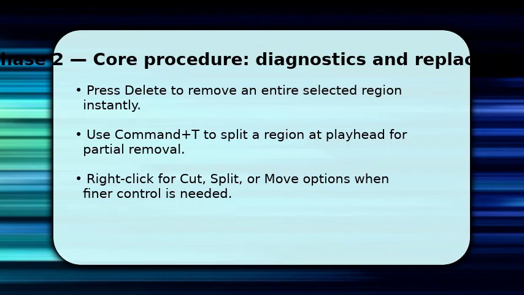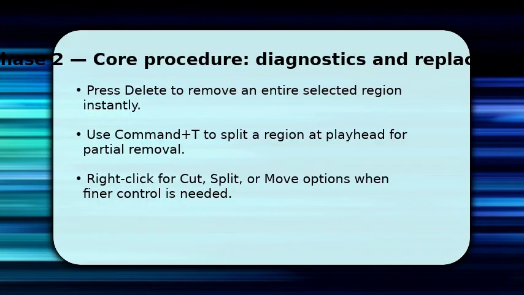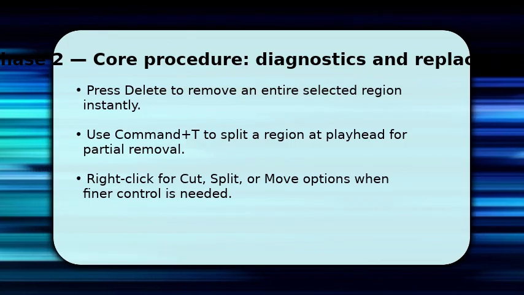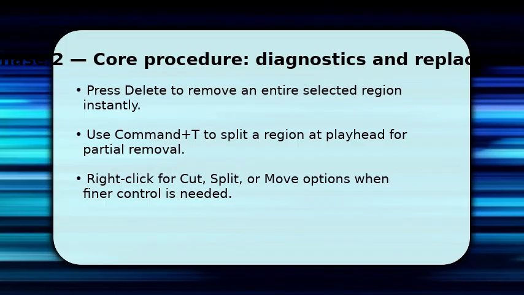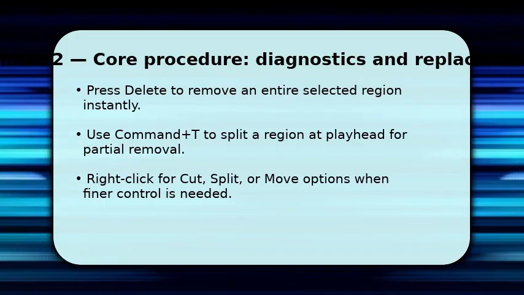For partial removal, position the playhead, then press Command+T to split. Select the unwanted segment and delete just that piece. Right-clicking a region reveals Cut, Split, and Move commands for nuanced control. Make sure to listen to the join points after edits, and use Undo immediately if timing or fades sound off.